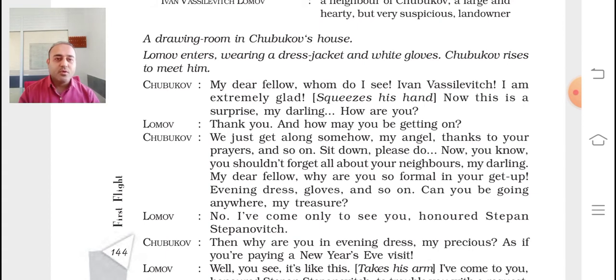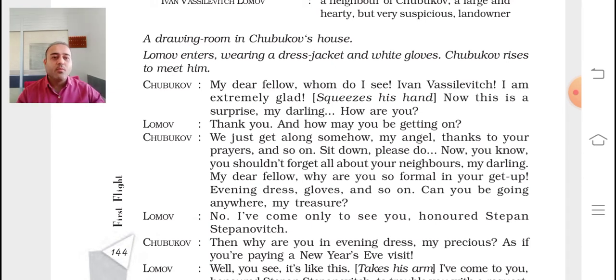Now, you shouldn't forget all about your neighbors, my darling. My dear fellow, why are you so formal in your get-up? That means he's talking about the clothes, that why you have worn such formal clothes. Evening dress, gloves in the hands, and so on. Can you be going anywhere, my treasure? That means he is asking Lomo whether he is planning to go anywhere.